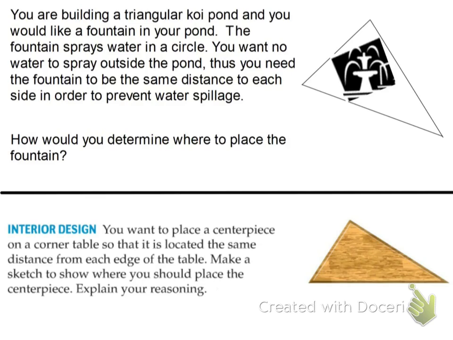We are almost done. You're building a triangular koi pond, and you would like a fountain in your pond. The fountain sprays water in a circle. You want no water to spray outside of the pond. Thus, you need the fountain to be the same distance to each side. Notice this is saying the same distance to each side here. The problems we saw before were the same distance to each angle. So same distance to each side in order to prevent water spillage.